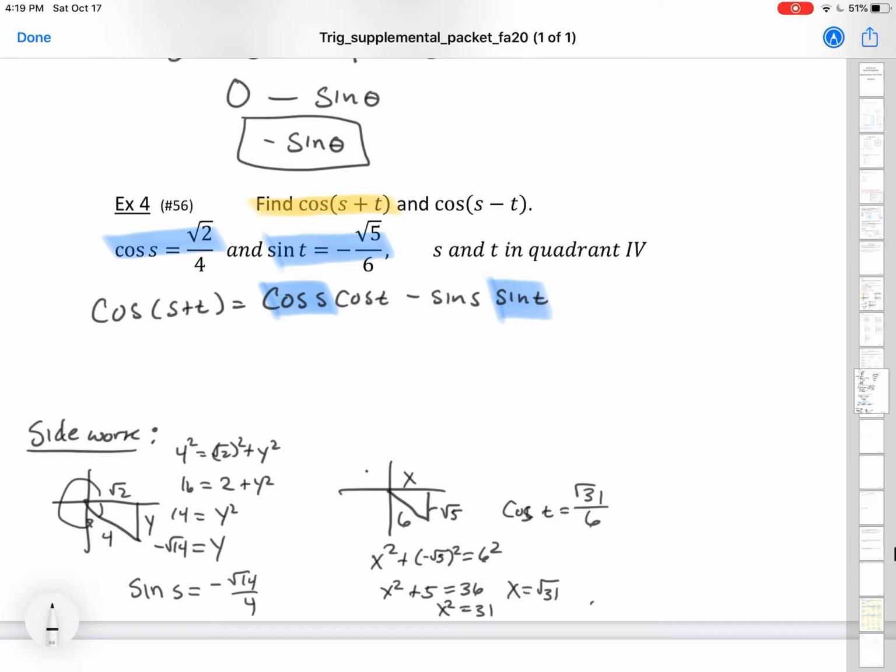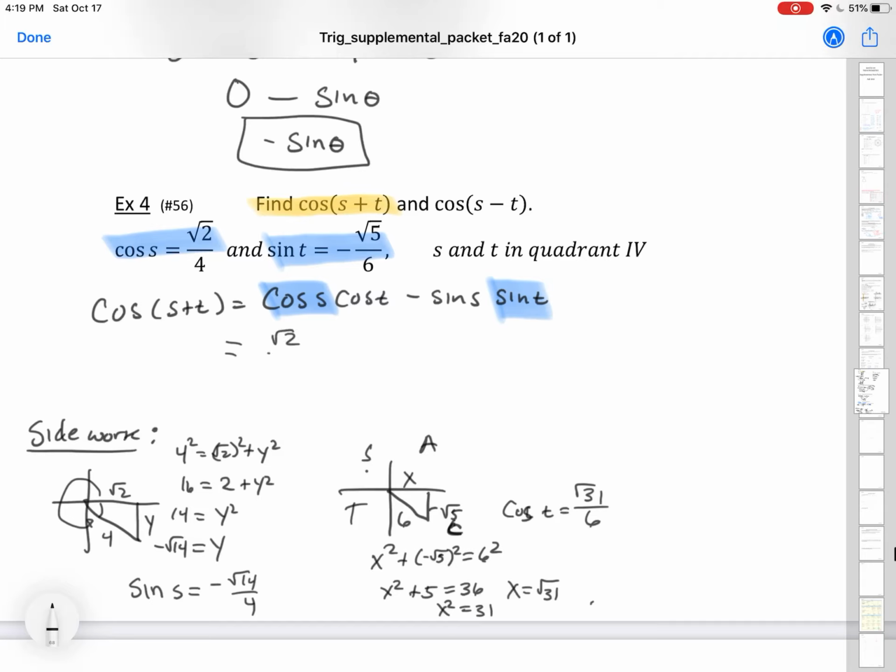And now you can see why they did that so many times before. We're just going to need it from time to time. We're going to have partial information, but with partial information we can get everything. Cosine being positive, does that make sense? Absolutely. All students take calculus. In the 4th quadrant, the cosine would be positive. So we just plug in what we knew and what we found out.